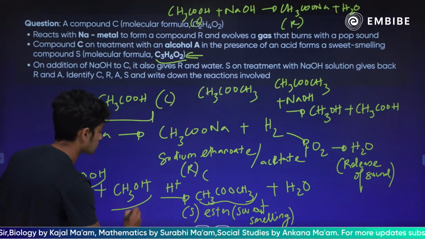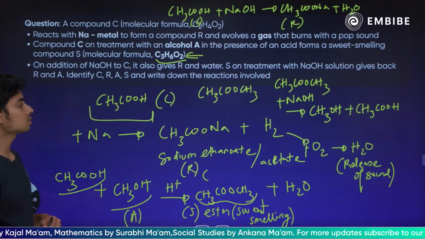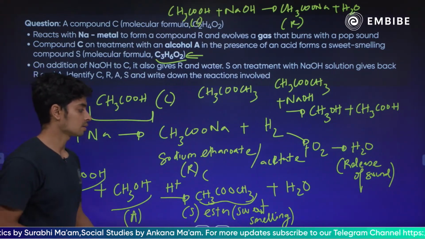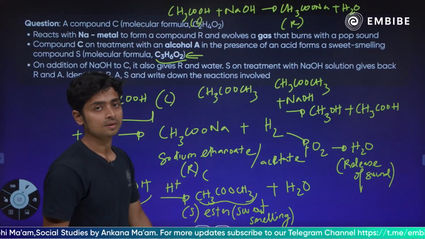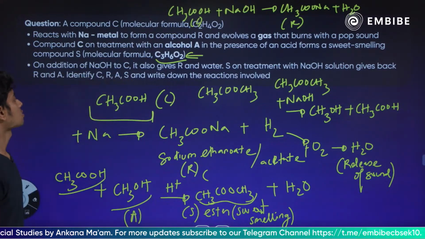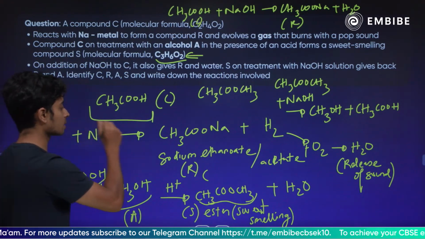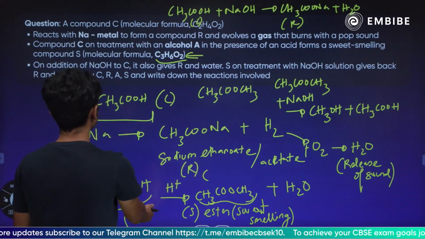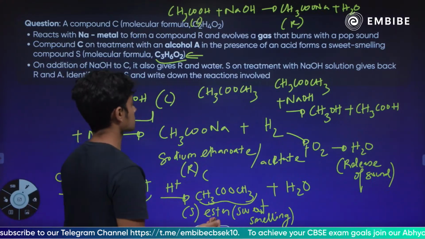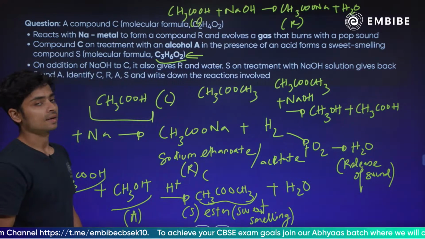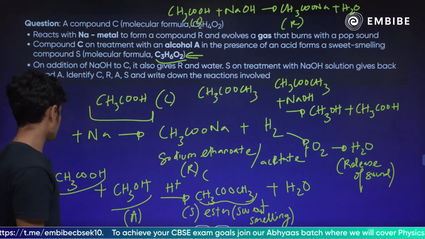So this is your alcohol. In esterification, the alcohol and the acid combine in the presence of water to give you an ester. So one carbon atom more. That was the goal. So C is your acetic acid, R is your sodium ethanoate, A is your methanol, S is your CH3COOCH3. So guys, this will be your answer.